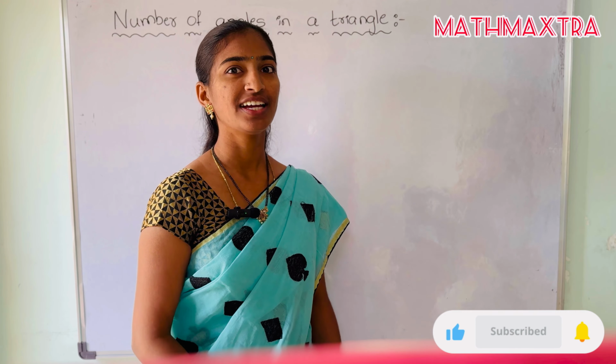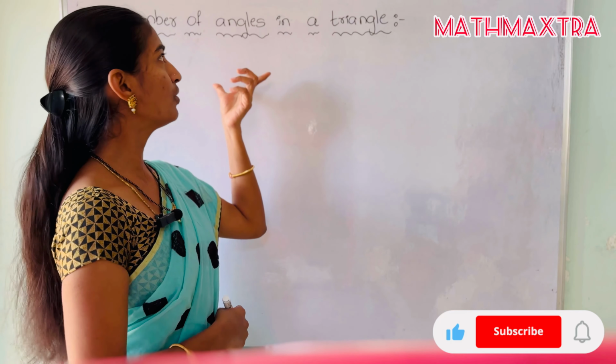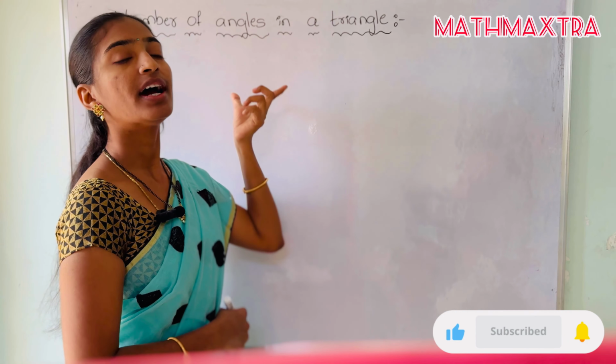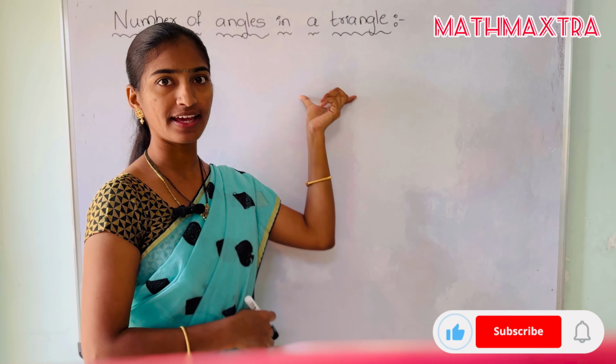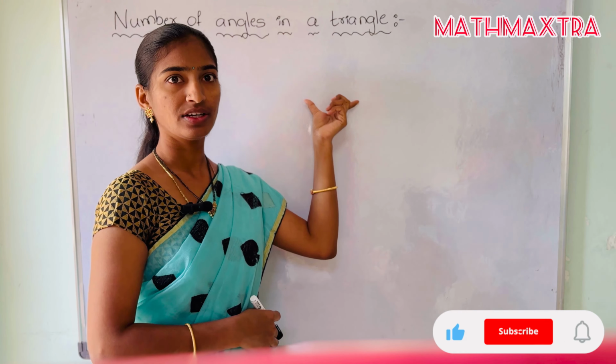This is Saritha. Today we are going to know what are the number of angles in a triangle. See, first look at this figure. This is a triangle ABC. These are the interior angles of a triangle, that is angle A and angle B, angle C.